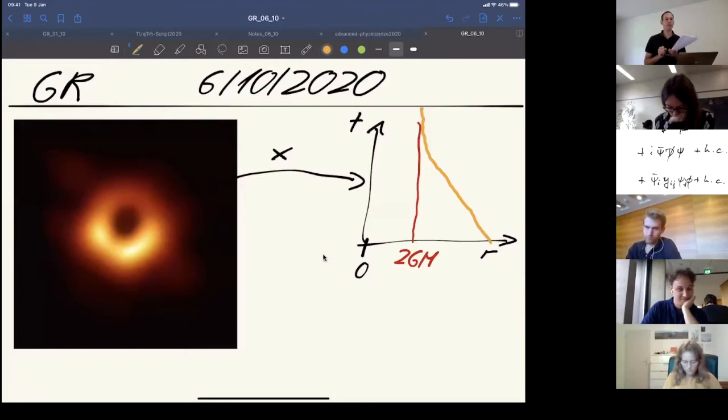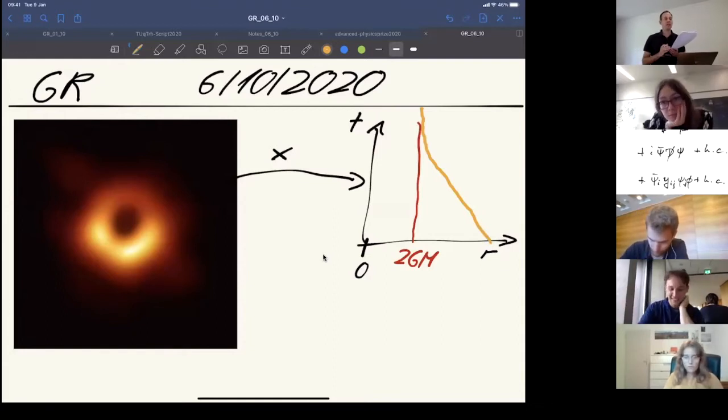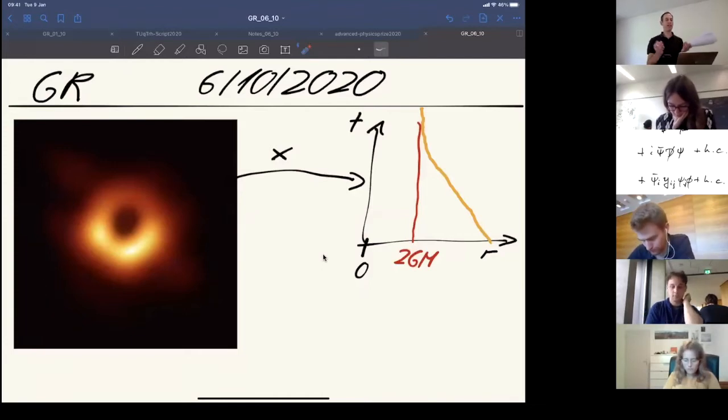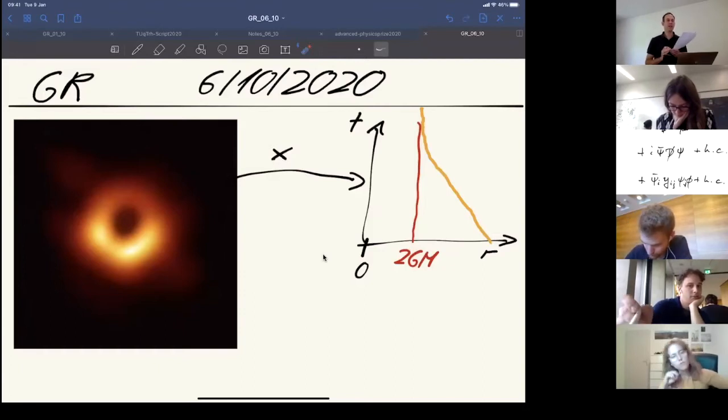And in these coordinates, you cannot describe anything entering the region that is closer than 2GM from the center of the black hole. And what I've drawn here, this region is of course actually a sphere, because I dropped essentially the angular coordinates. So that's a sphere at radius 2GM around the black hole. This is what is now called the event horizon.